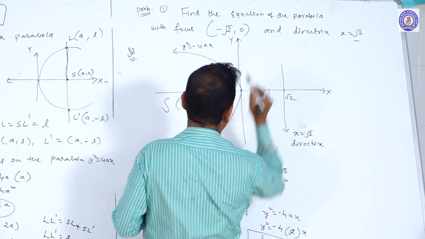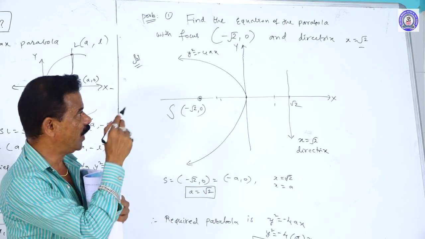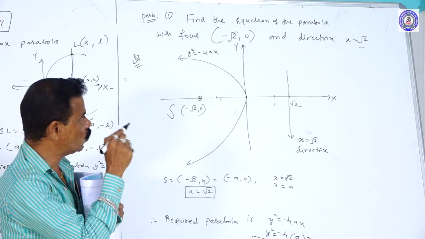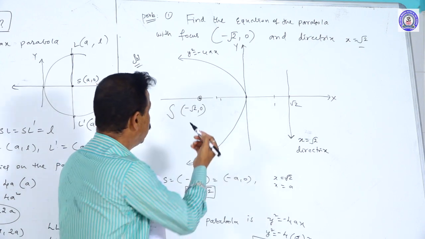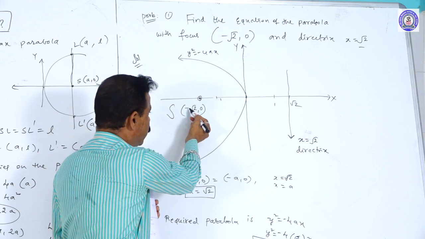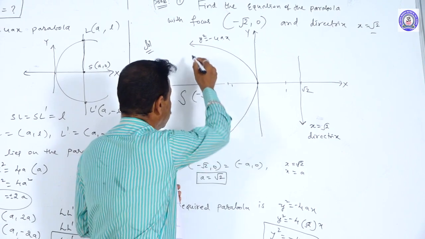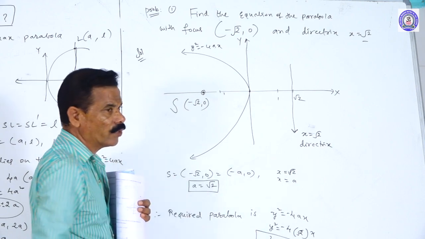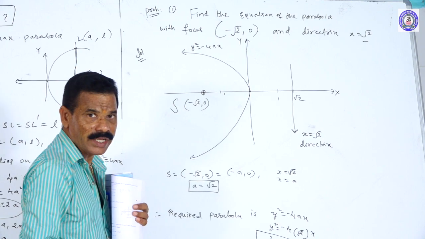Find the equation of the parabola with focus (minus root 2, 0) and directrix x is equal to root 2. So here x is equal to root 2 means this line. The point (minus root 2, 0) lies on the x axis, on the left side of the y axis. So the equation of the parabola is y square is equal to minus 4ax, a left-opening parabola, that is y square is equal to minus 4ax.